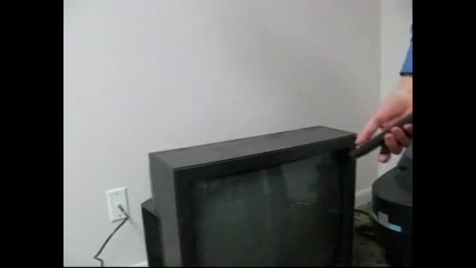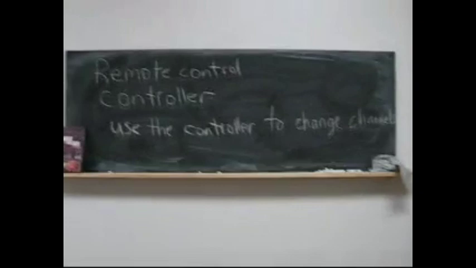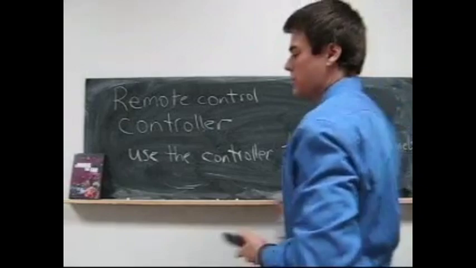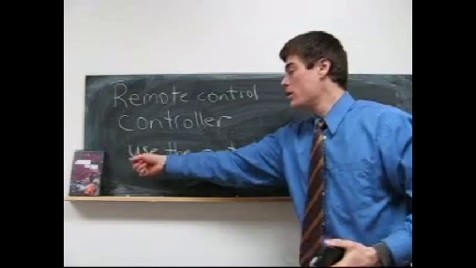So here's a TV. Here's a television, so you use the remote to turn the TV on. Now I turn the TV off. So let's turn the TV on and turn the TV off. So we have a remote control, which is a controller, okay? And we use the controller to change channels, okay?